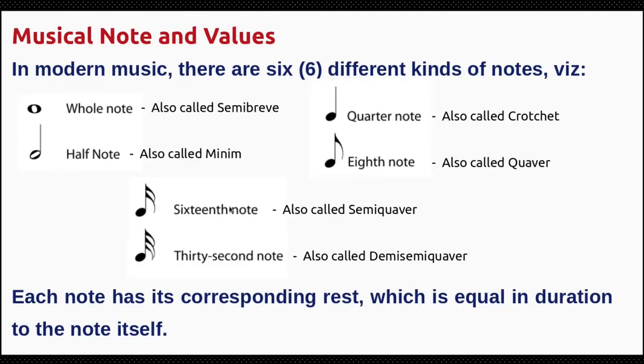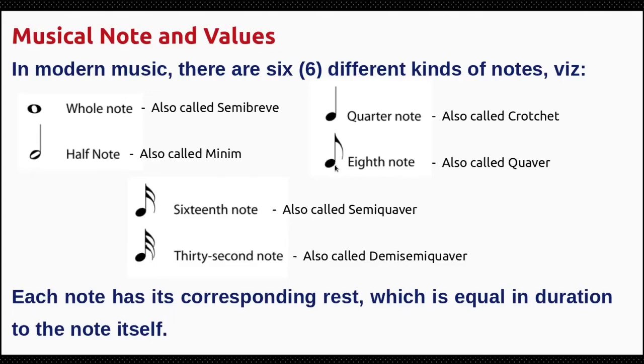Okay. Now, musical notes and their values. In modern music, there are 6 different kinds of notes, and these are the whole note, also called the semi-breve, the half note, also called the minim. Once you see this, this is the half note, minim; this is the semi-breve or the whole note. This is the quarter note, very popular, and you also call this the crotchet. You must have heard crotchet several times. Okay, this is the 8th note.